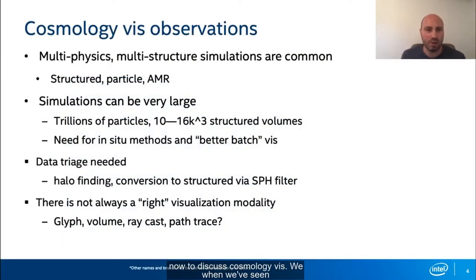Now to discuss cosmology viz. When we've seen cosmology visualization problems in the past, we've noticed that they tend to be different from a lot of other viz in some ways. First of all, they tend to have a lot of multi-physics and multi-structure data. So for example, in one cosmology simulation, you can have structured data alongside particle data. You can have adaptive mesh refinement data alongside both of them. So there's not really a one-size-fits-all type of data that you want to render.